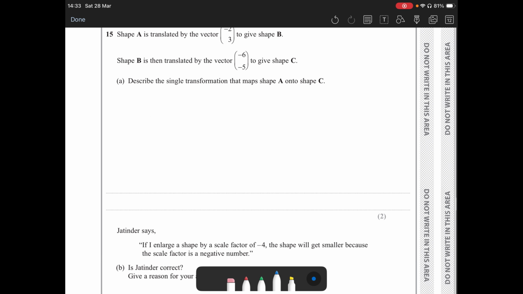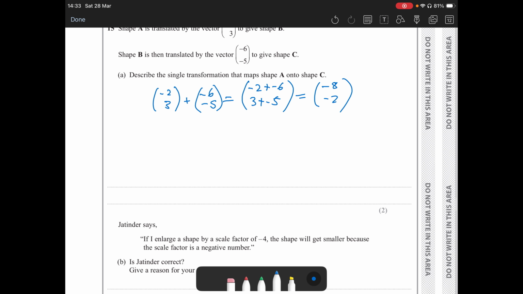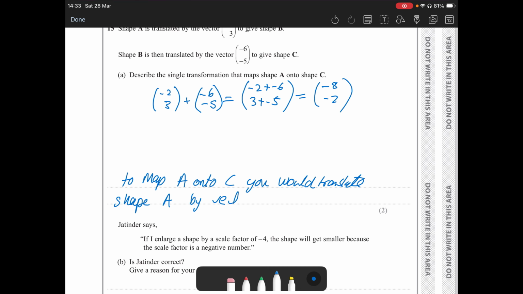So A to C, to map A onto C, you would translate shape A by vector -8, -2.